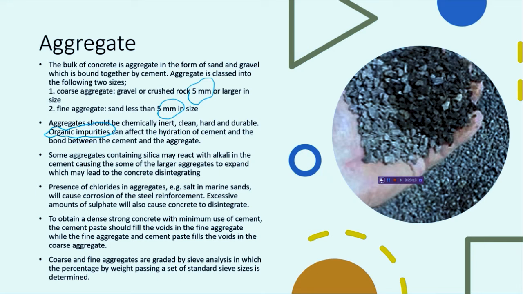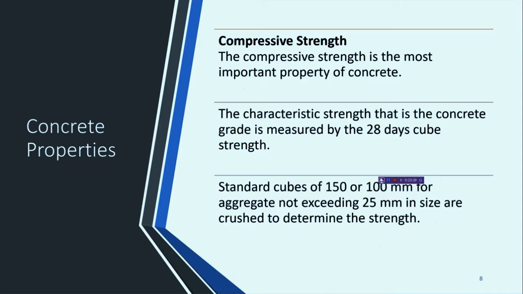Okay, so coarse and fine aggregate are graded by sieve analysis. Okay, inilah yang saya cakap tadi, pakai sieve. I believe that you already did the experiment, where the percentage of weight passing a set of standard sieves is determined.